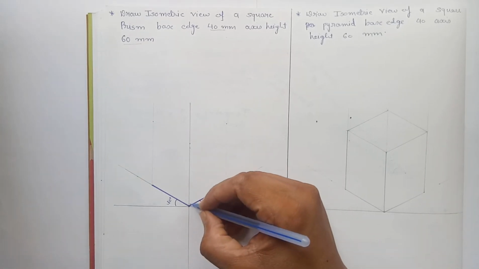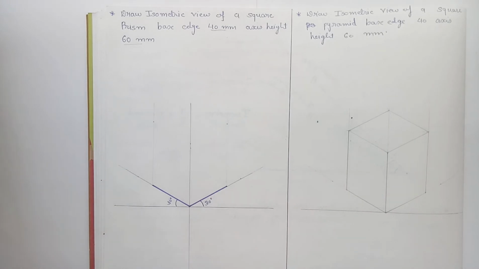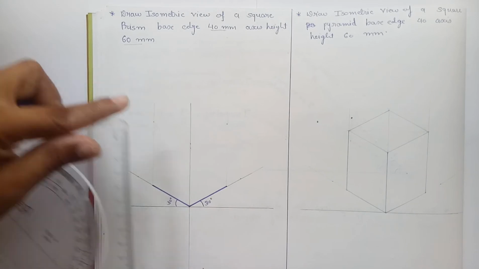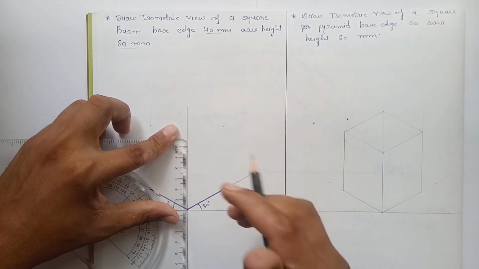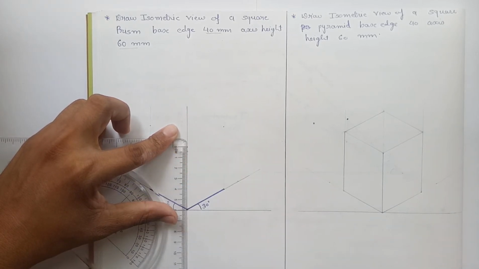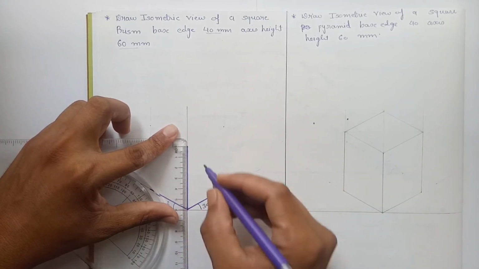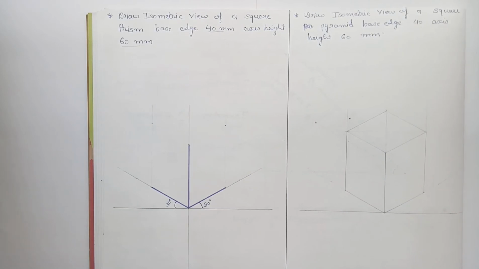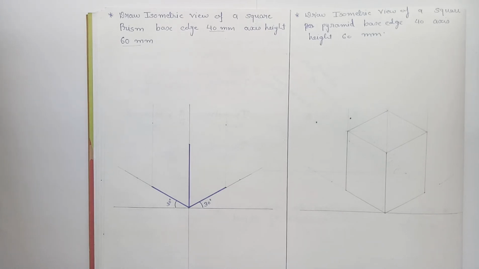Now measure the axis height on these axes that we have already drawn. So axis height is 60 mm. So measure 60 mm over here, and show the axis height of the prism, like this.